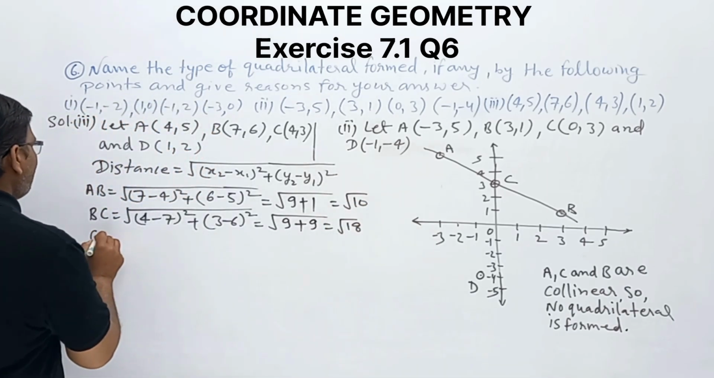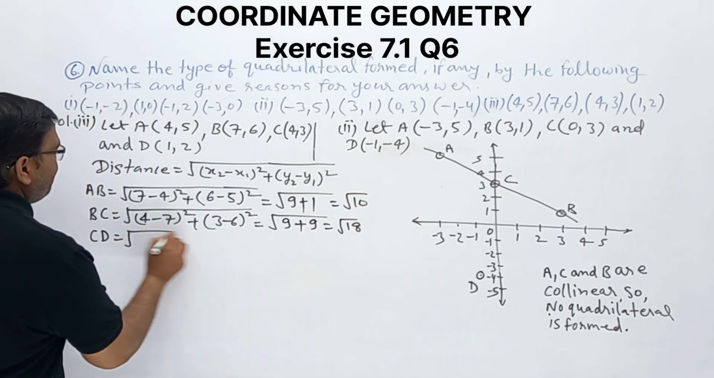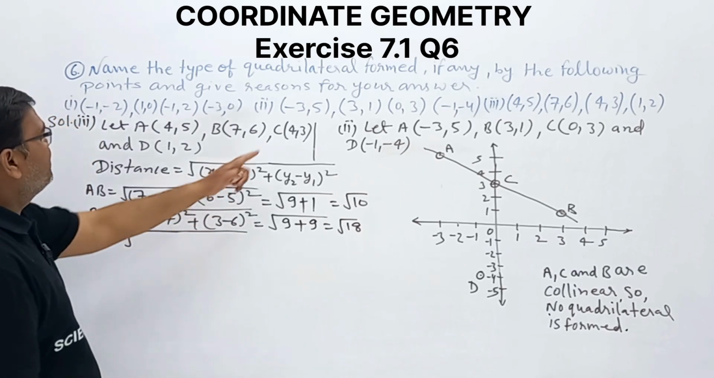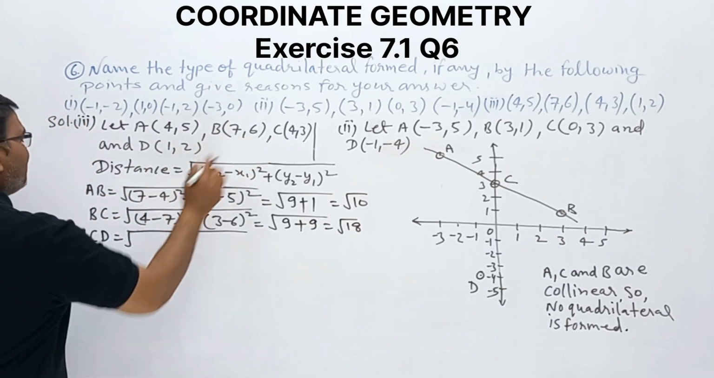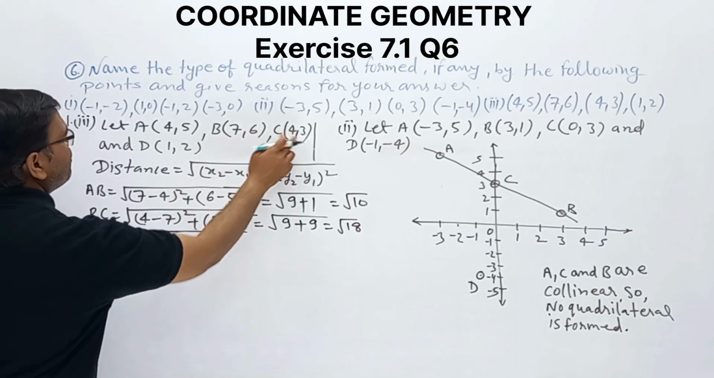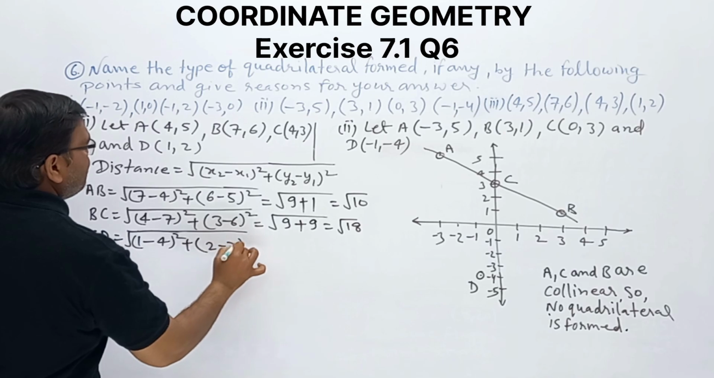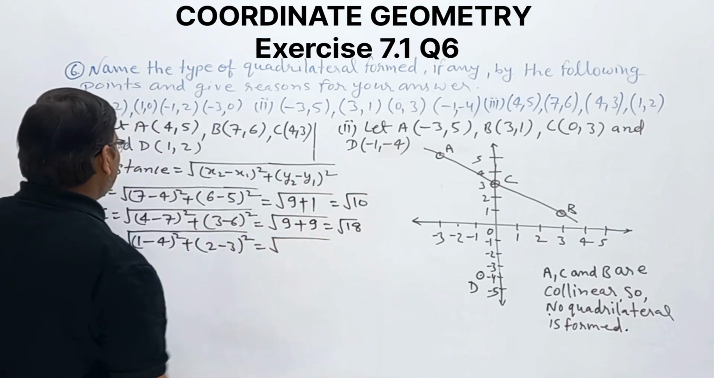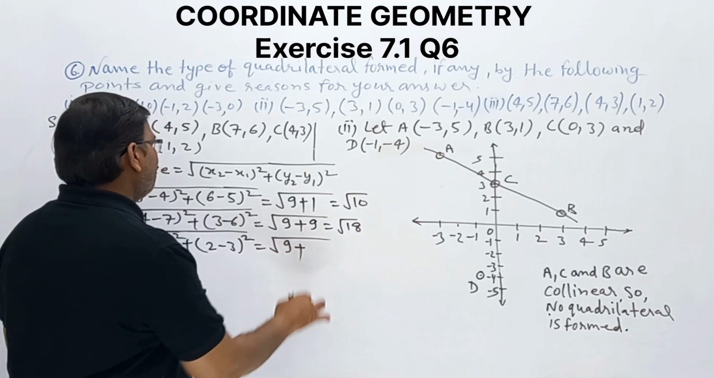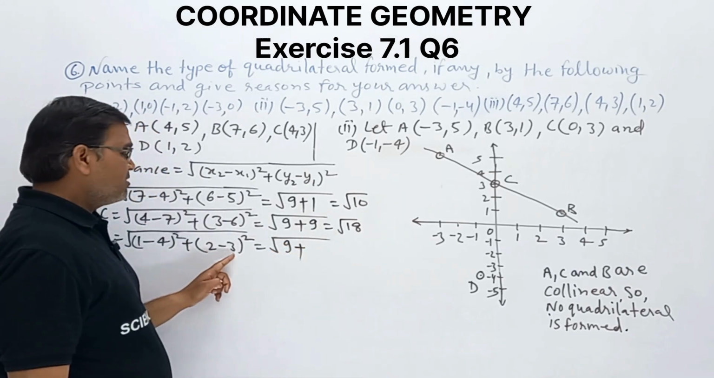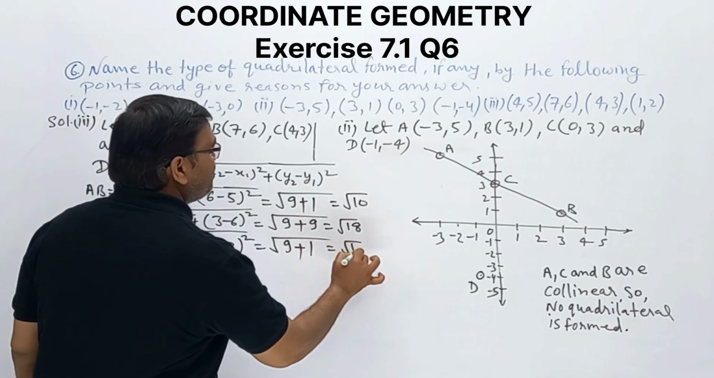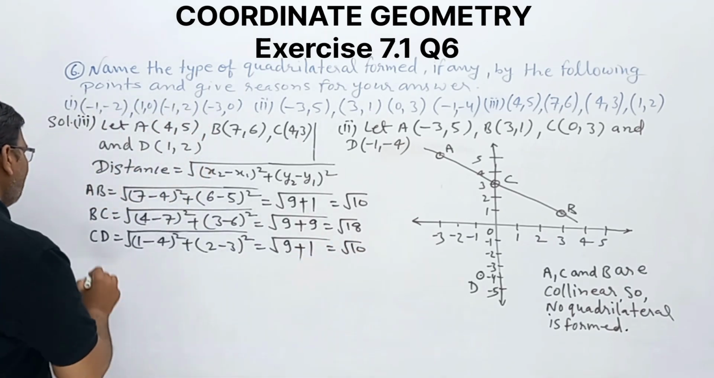Clear? Next side, CD. Observe carefully. What about CD? (1 minus 4) square plus (y2 minus y1), (2 minus 3) square. What are we getting? Observe. 1 minus 4 is minus 3. Minus 3 square will be 9. Plus 2 minus 3 will be minus 1. Minus 1 square will be 1. We are getting square root of 10.